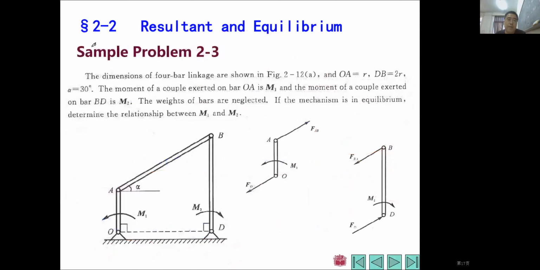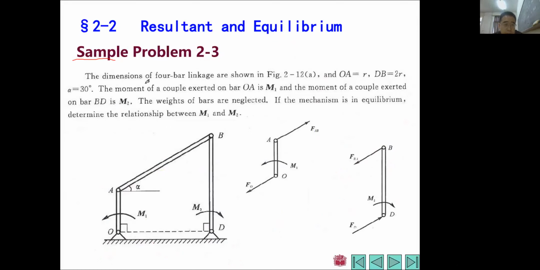So let's start from a very simple problem to try to understand the resultant and equilibrium. This part is from pages of our textbook, and you guys can check it later by yourself if you cannot totally understand what I said here, right?